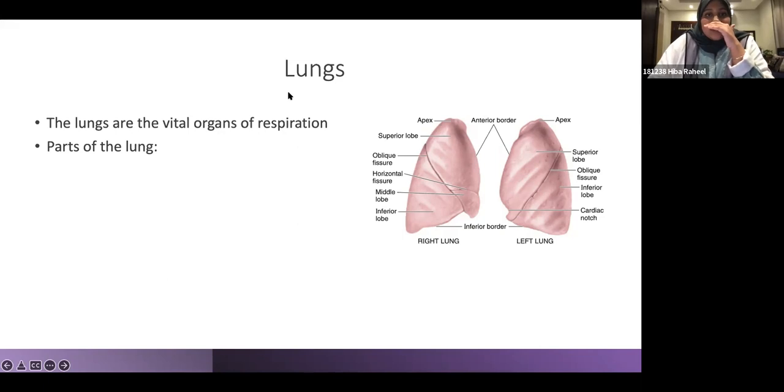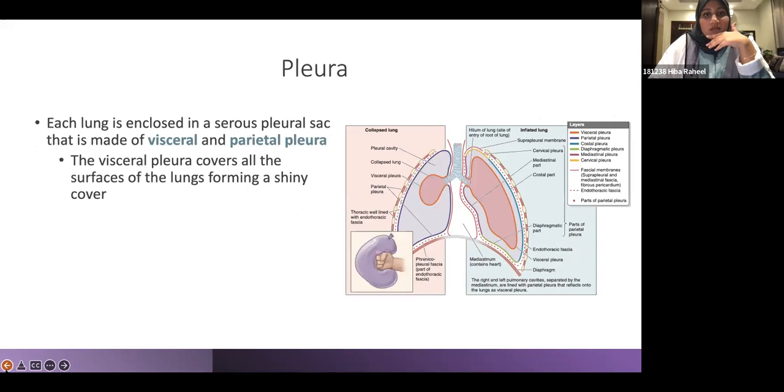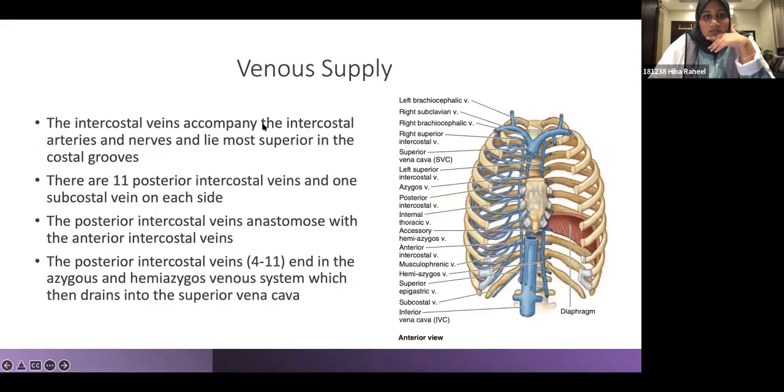Okay, so someone asked me a question in the chat about something in the veins. So the question is, both the right and left superior intercostal veins drain into the right and left subclavian vein. Okay, so here's the thing. Yes, both the right and left 4 to 11 intercostal veins drain into the superior vena cava. Okay, both right and left. Clear?